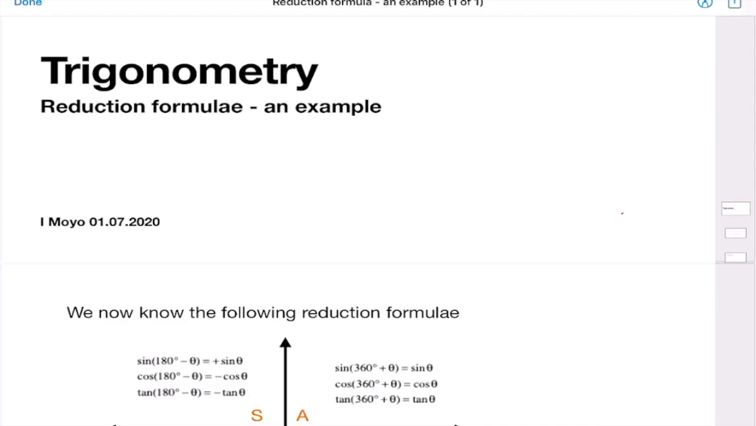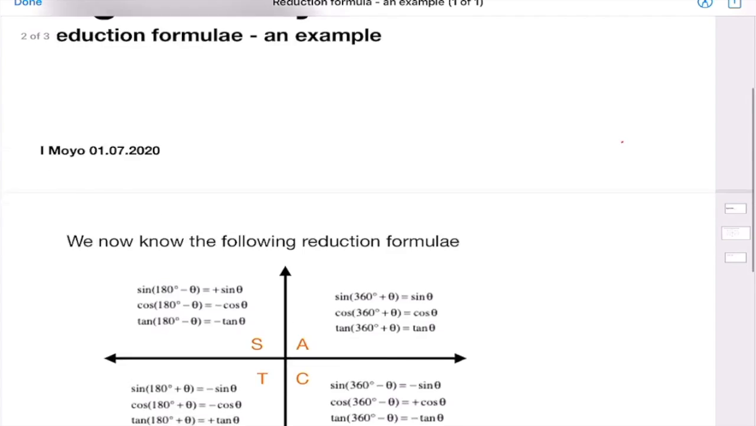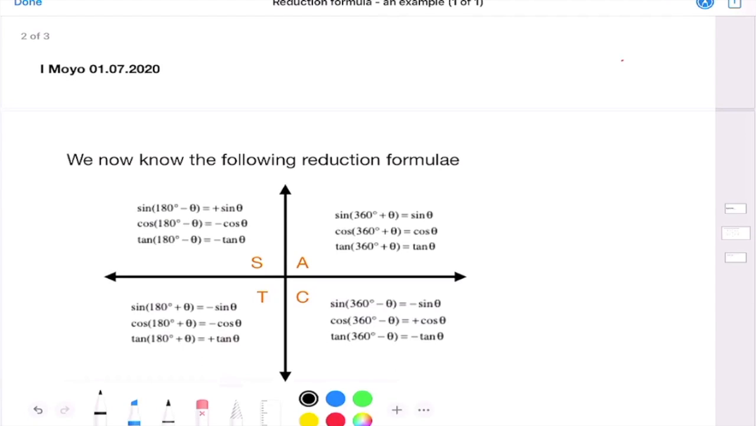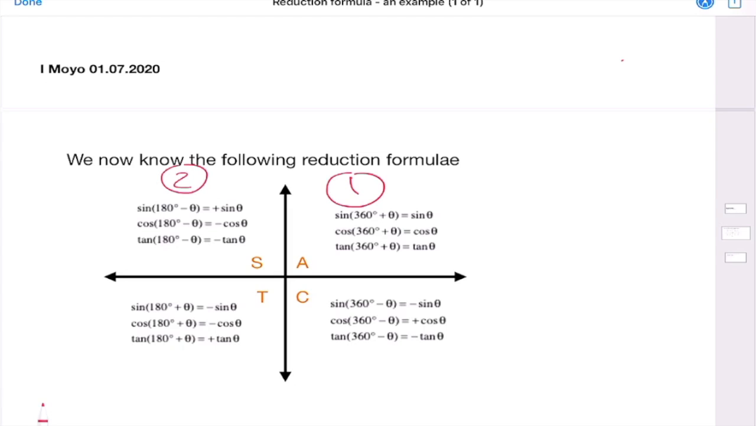I will show you an example of how we can make use of the reduction formulae to simplify trigonometric expressions. First of all, please take note. In quadrant 1, we can write our angles there in the form 360 degrees plus theta. And in quadrant 2, our angles can be written in the form 180 degrees minus theta.